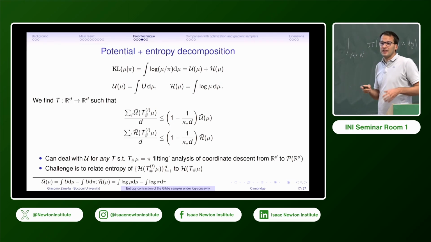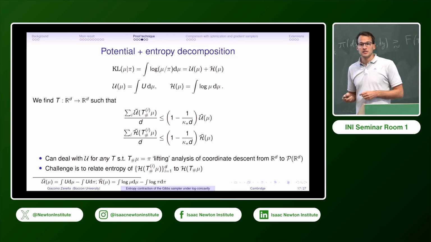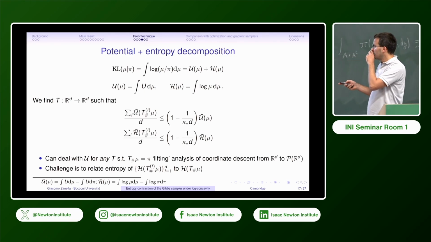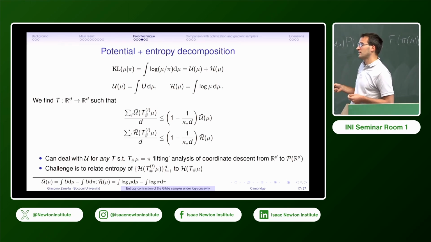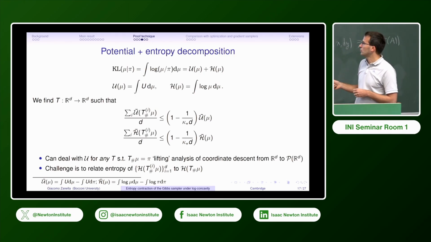Because the entropy part really deals with the joint distribution mu, really deals with the fact that we are in a space of measures as opposed to being in the Euclidean space, okay? So the tricky bit is to control the average of the relative entropy if you move one coordinate at a time, and relate it to the entropy if you were moving everything together, okay?